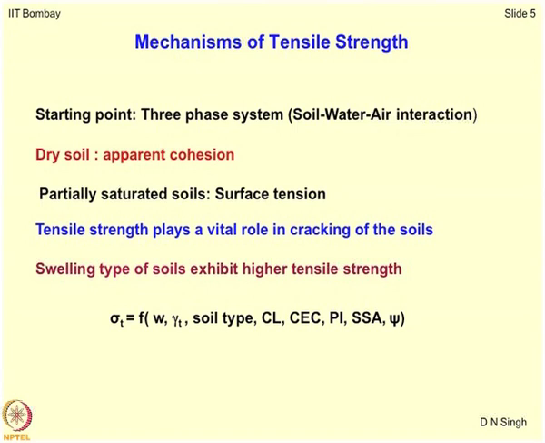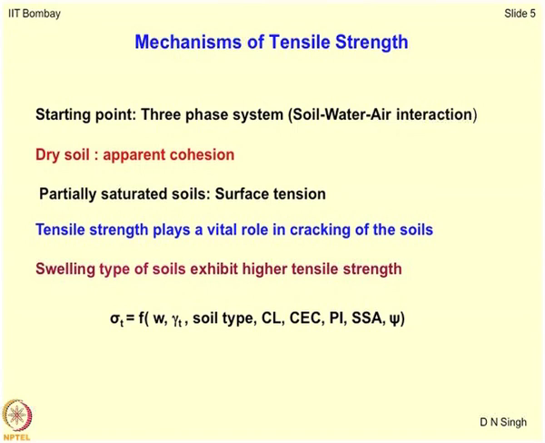You can't get rid of the three-phase system. Even a saturated soil mass is prone to environmental activities. The soil mass starts losing moisture, and once it does, the system is prone to modify from a two-phase system to a three-phase system. The moment this happens, soil-water-air interaction starts. You have enough knowledge about this interaction by now. So this is the starting point of the mechanism of tensile strength mobilization and development of tension cracks, or cracking of the soil in the medium.